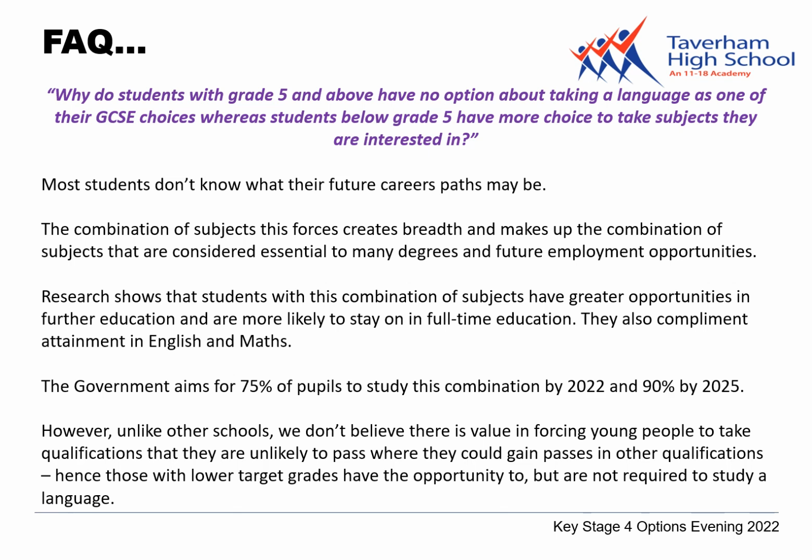So I asked in my email in December and again in January for parents to send in queries that they have around the options process that I could address during this presentation. Thank you to those who did. The first one that came up was around why students with a grade 5 or above target in English have to take a language as one of the GCSE choices, and how this seemingly reduces the choice compared to those who don't have a grade 5 target.